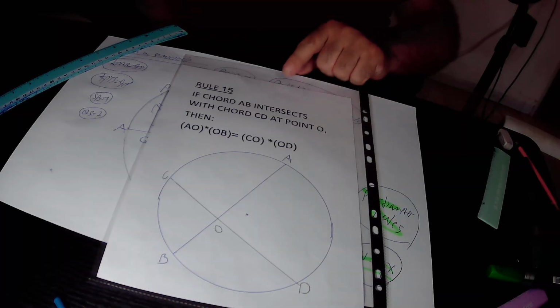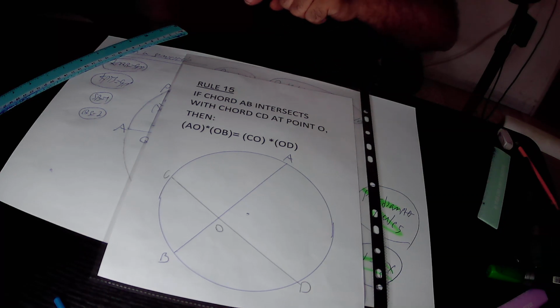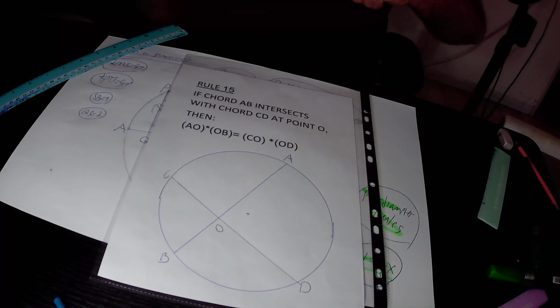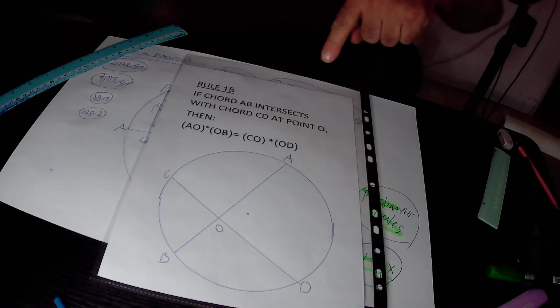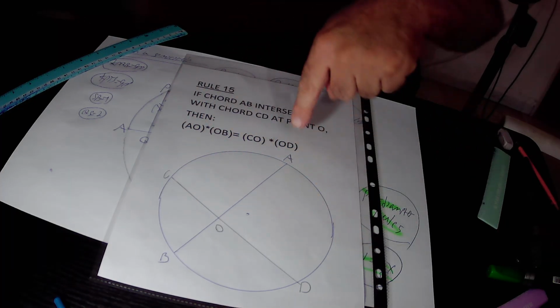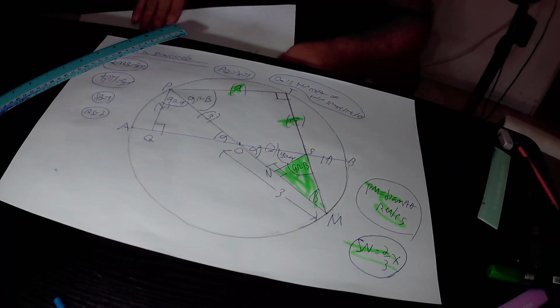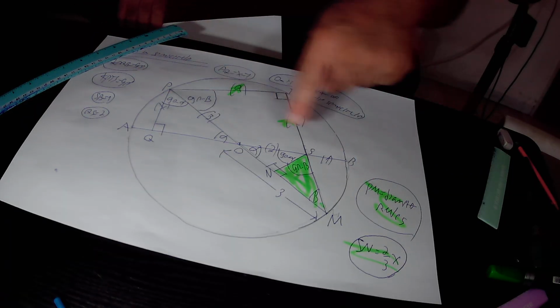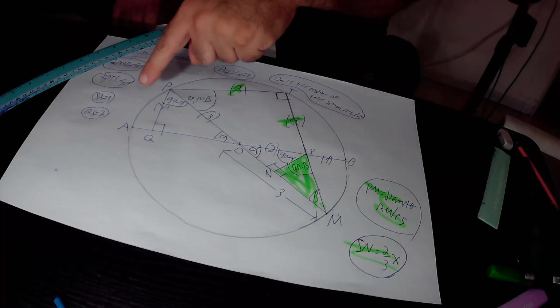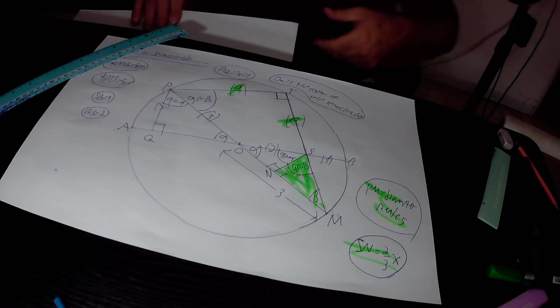According to rule 15, if chord AB intersects with chord CD at point O, then the following equation is true: AO times OB equals CO times OD. In our domain we have a circle and we have chord AB that intersects with chord CD at point O. So we can implement rule 15 in our domain. Why? Because in our domain we have chord TM that intersects with chord AB at point S. So all the requirements of rule 15 are satisfied and therefore we can implement it here.